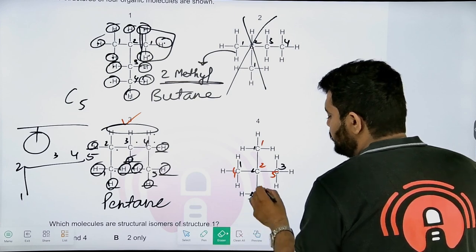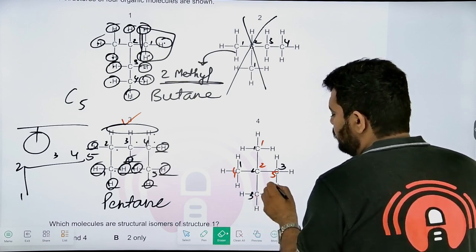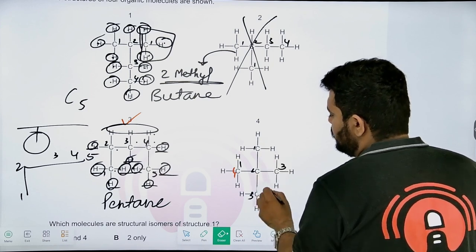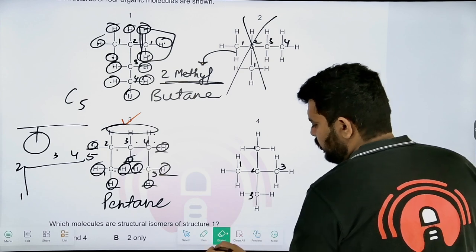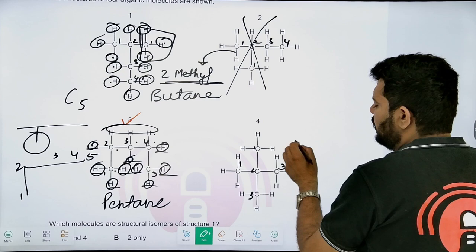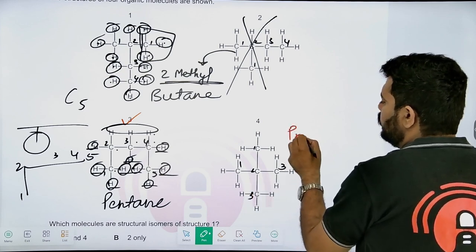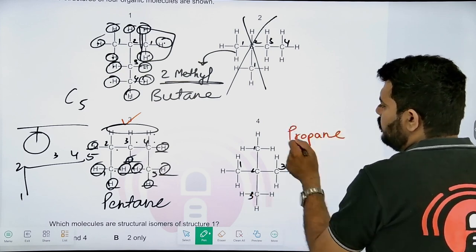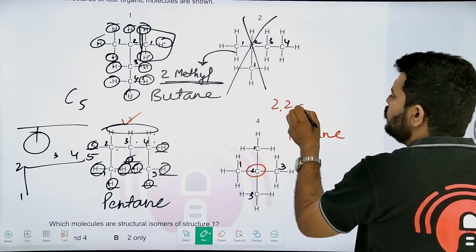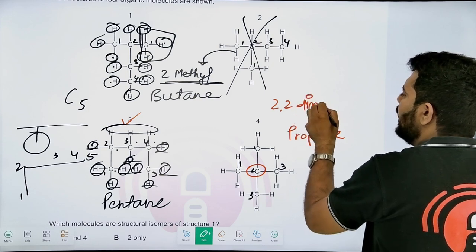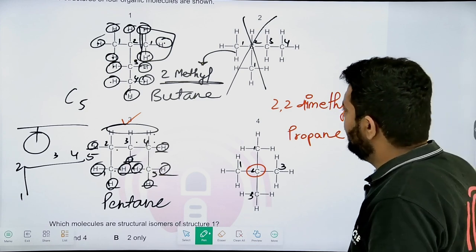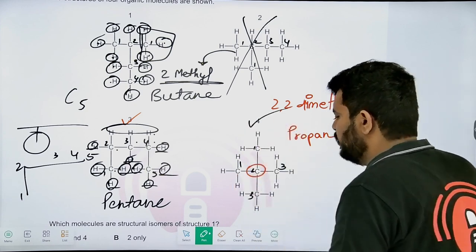Right? Let's remove these. Just a second, guys. Okay, let's remove these numbers because this will cause confusion in naming. Now, no matter how you name it, you will find that the name is meth eth prop. So propane, but on the second carbon it has two branches, so I'll write 2, 2-dimethyl propane, right? So 2,2-dimethyl propane. So I think the fourth is also an isomer.